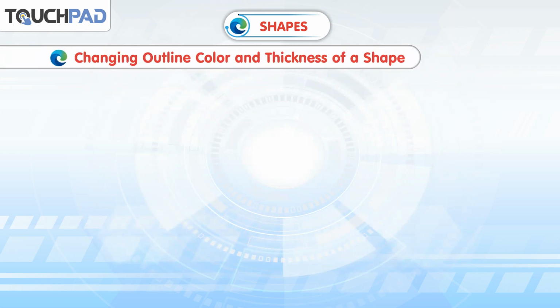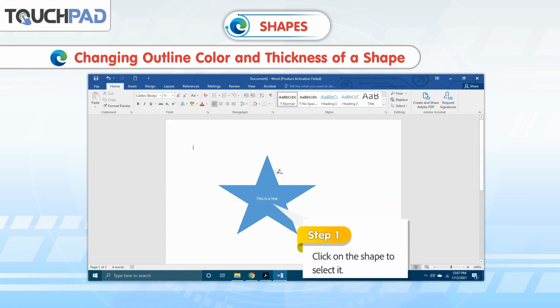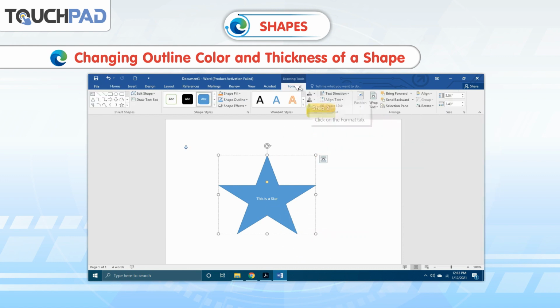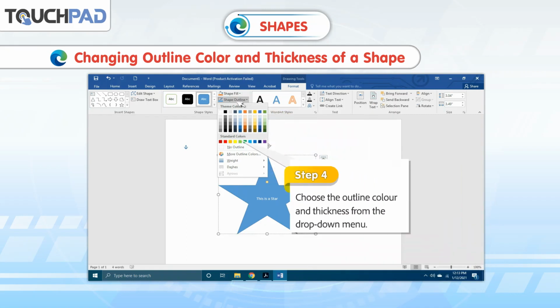Changing outline color and thickness of a shape. Follow these steps to change the color of the outline of a shape. Step 1. Click on the shape to select it. Step 2. Click on the Format tab. Step 3. Click on the Shape Outline command. A drop-down menu appears. Step 4. Choose the outline color and thickness from the drop-down menu.